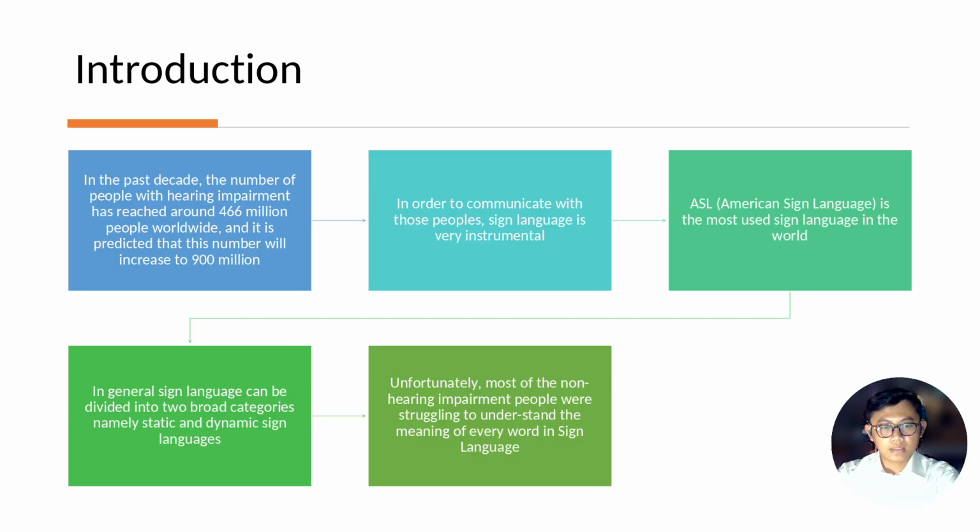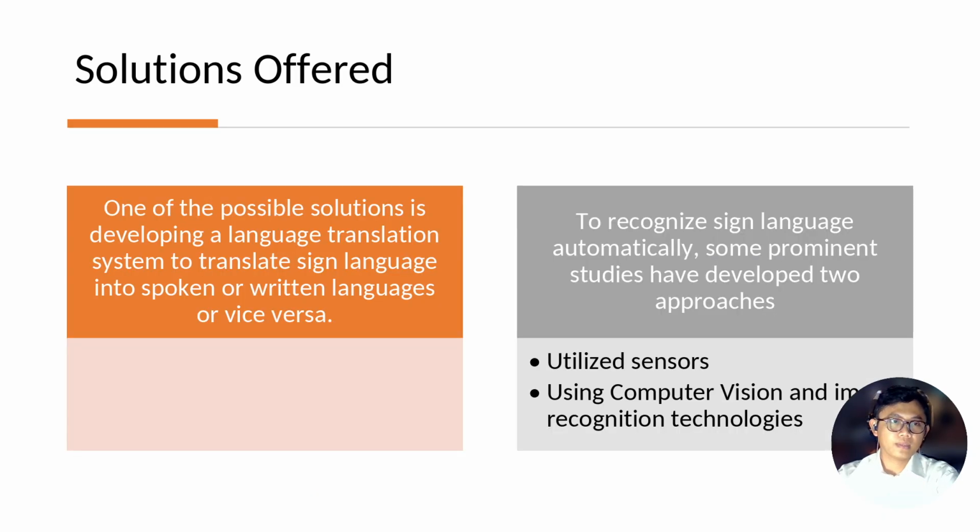In general, sign language can be divided into two broad categories. The first is static sign language and the second is dynamic sign language. Unfortunately, most people without hearing impairment struggle to understand the meaning of every word in sign language. So one of the possible solutions is to develop a language translation system to translate sign language into speech or written language, or maybe vice versa.